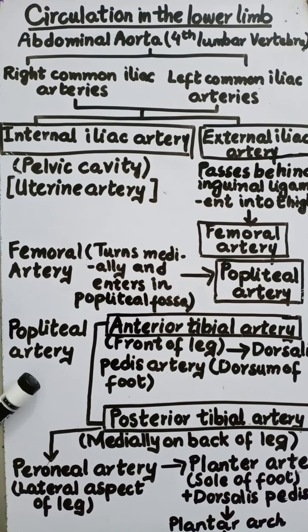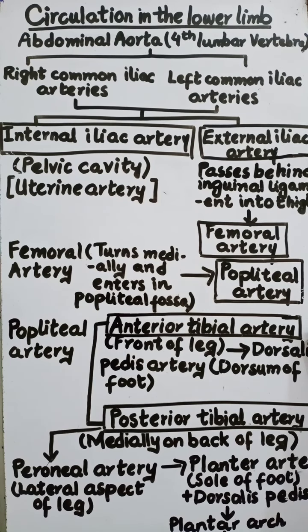Popliteal artery at the end of the popliteal fossa divides into anterior tibial artery and posterior tibial artery. Anterior tibial artery, as the name suggests, lies in front of the leg and continues as the dorsalis pedis artery, which supplies the dorsum of the foot. What is the dorsum of the foot? Dorsum of the foot is basically the front portion of the foot when we are in standing position.